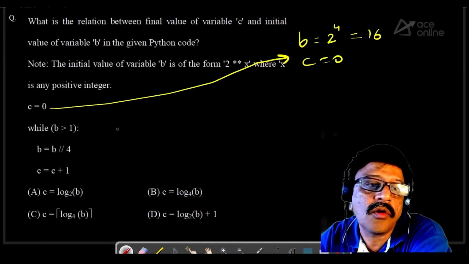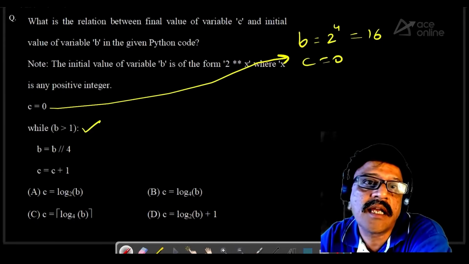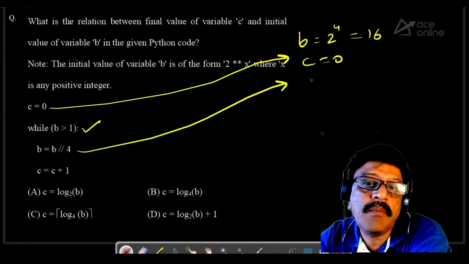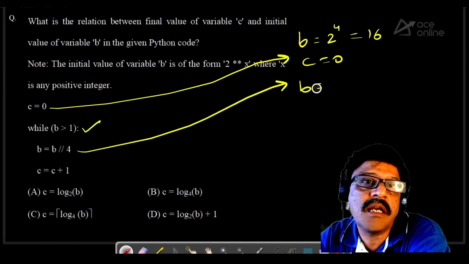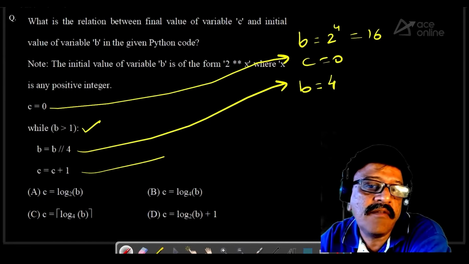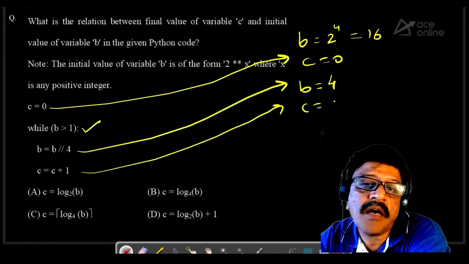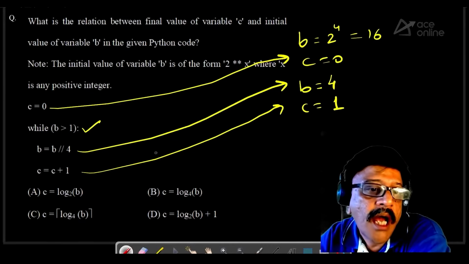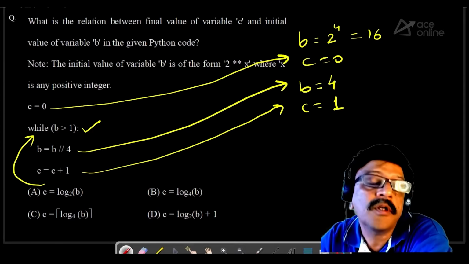C is initially 0. B is greater than 1. 16 is greater than 1. So B will become B by 4, so B will become 16 by 4. B is 4. Then C will become 1 because C is C plus 1. And we are now going back to the while loop.